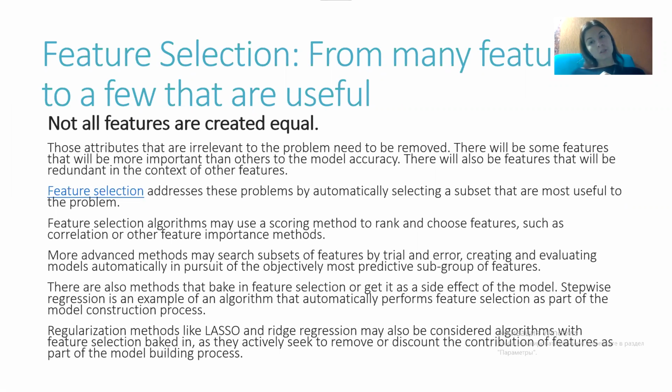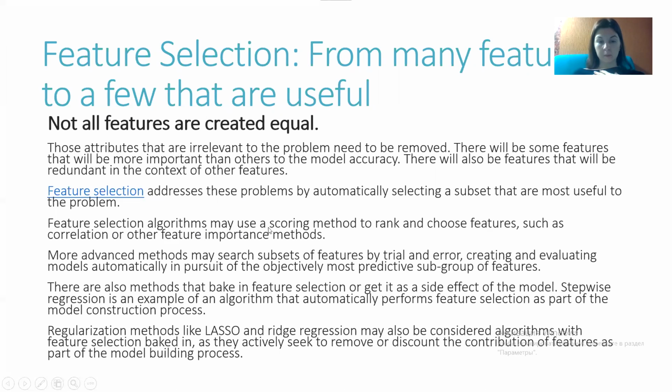Some of them are most important, some of them less. Those attributes that are irrelevant to the problem need to be removed from the analysis. There will be some features that will be more important than the others to the model accuracy, and there will also be features that will be redundant in the context of other features. Feature selection addresses these problems by automatically selecting a subset that is most useful for the problem.